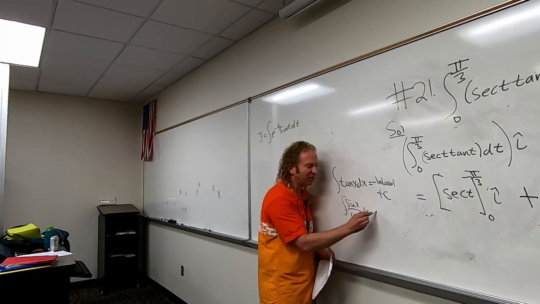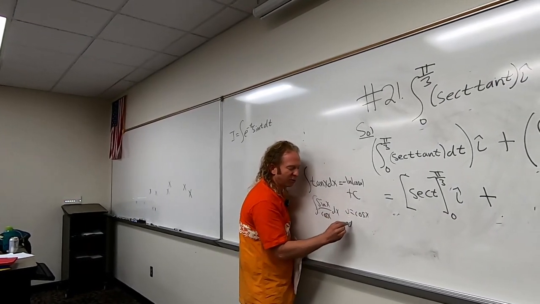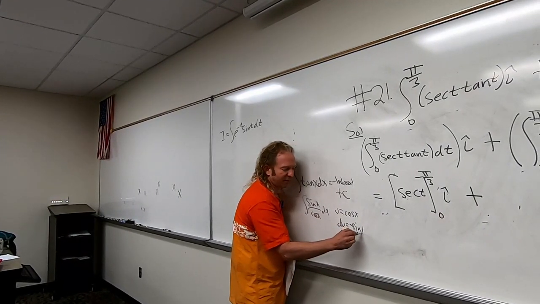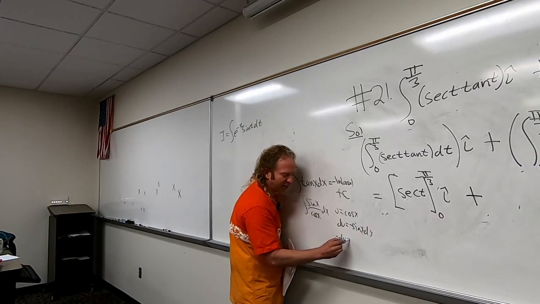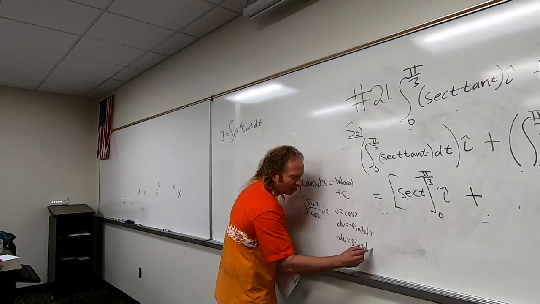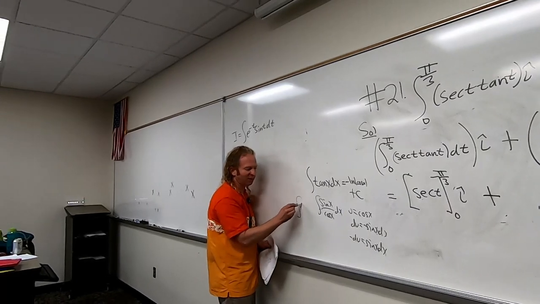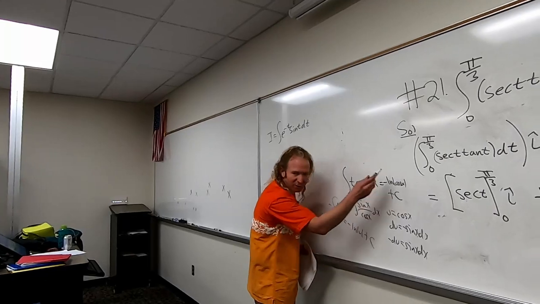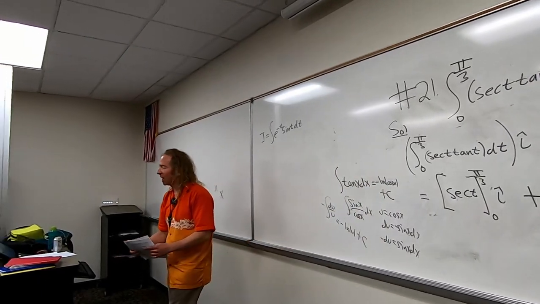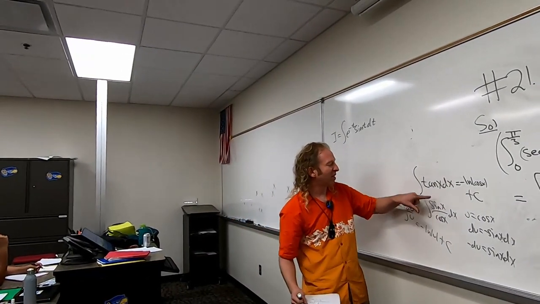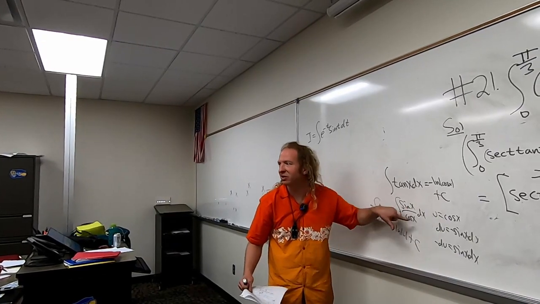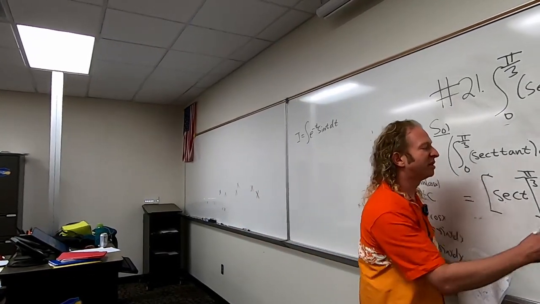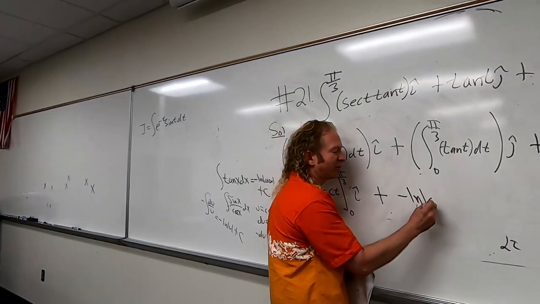So you let u be cosine. The derivative is negative sine. So you put a negative here, and then when you rewrite it, you get this. And that becomes negative ln absolute value of u plus c, and then your u is cosine. But you can do it in your head, right? At least the beginning part. So think of, okay, sine over cosine, u is cosine, derivative is negative sine, boom. So this is negative ln absolute value cosine.